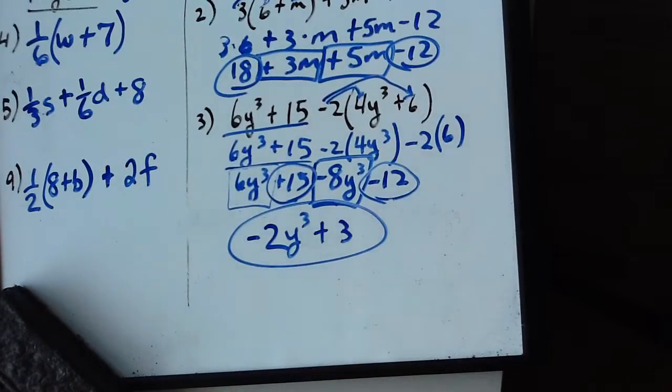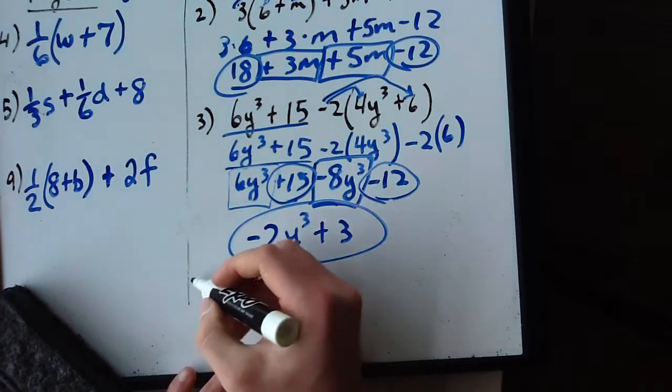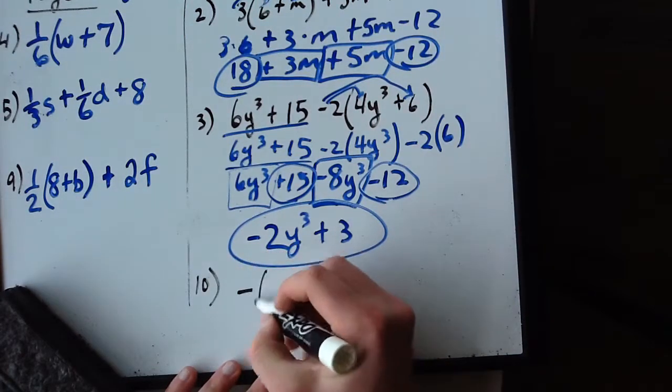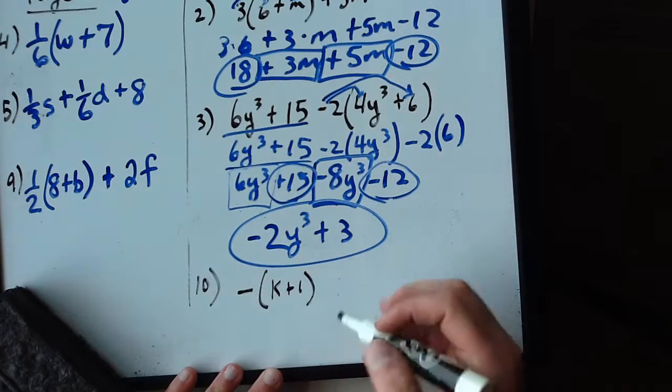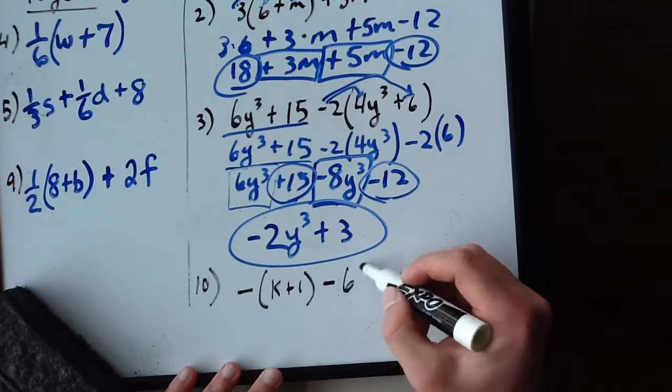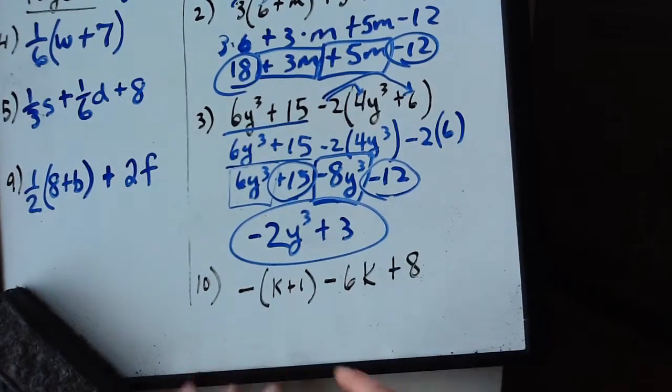The last one that I'll do on page 6 is number 10. Okay, number 10 looks like this. I have negative (k plus 1), or I could read that as the opposite of k plus 1, minus 6k plus 8. Okay, I have a negative sign written right next to a set of parentheses. There is a number right there that I need to distribute to k and 1, and that number is negative 1. Remember, if the 1 is not written there, that 1 is there. It's understood to be, in this case, negative 1, since there's a negative sign.